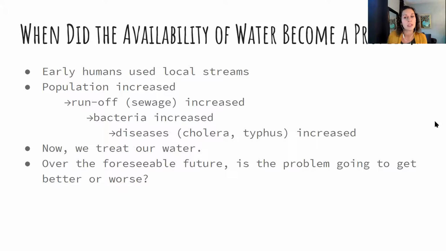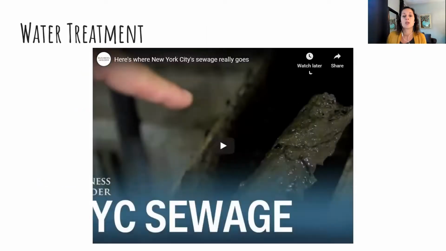When did the availability of water become a problem? Well, early humans used local streams, but as populations increased, so did sewage, and then bacteria, and then diseases. So we ended up with lots of cholera and typhus and other diseases. So now we treat our water. Over the foreseeable future, is this problem going to get better or worse? So let's take a look at what goes into water treatment.